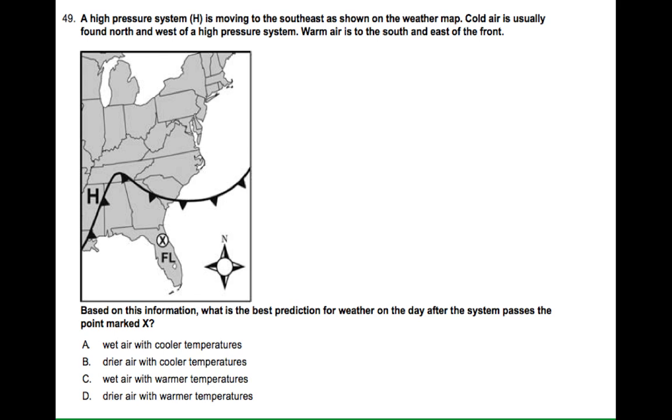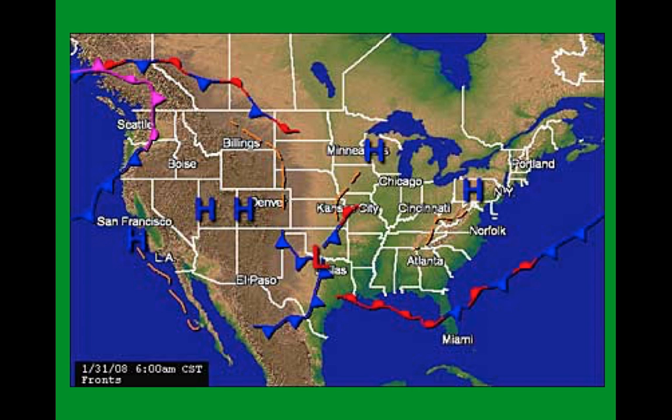So we can say that we know it's not going to be either of those because we see the word warmer in those two answer choices. So you should have chosen B, so you're going to have drier air with cooler temperatures. And here is just a weather map showing you some of the different types of fronts, or all of the different types of fronts. See how many different types of frontal systems you can identify in this map.